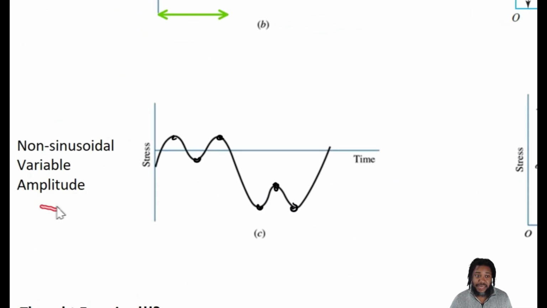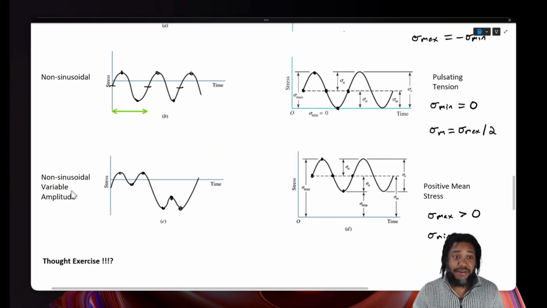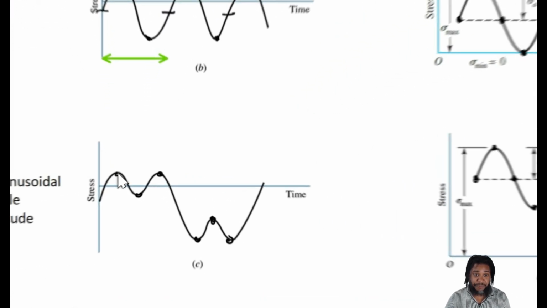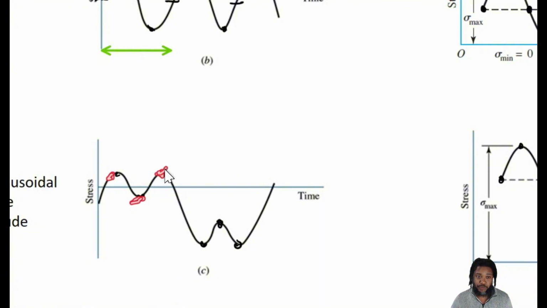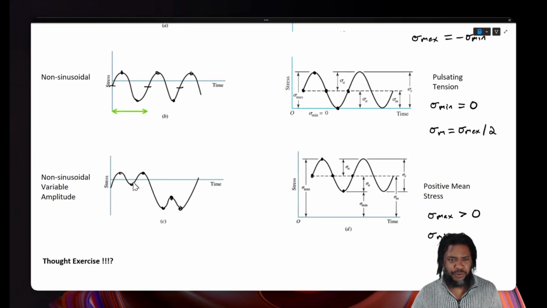And then in many operations, especially when the environment's at play, you can have non-sinusoidal and variable amplitude loading, where you've got loading all over the place. You could be loading in compression a few cycles, loading in tension a few, fully reversed in a few, high frequency fluctuations in another set. All of that can be happening in an actual part under service.